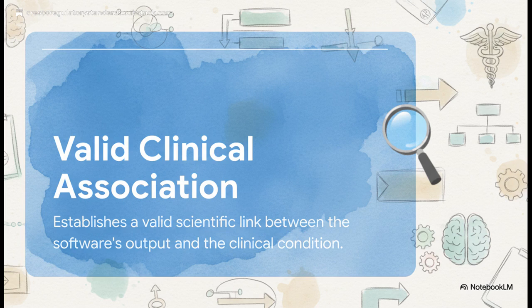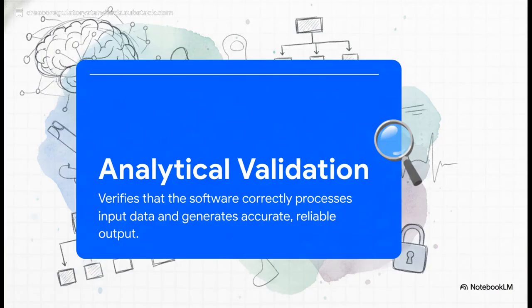So if your app claims it can predict a condition based on, say, sleep patterns, you first have to prove with published, peer-reviewed evidence that there's a real scientific link between those two things. Pillar 2 is analytical validation. Now this is all about your algorithm. Does your software technically do what you claim it does? If you feed it a set of data where you already know the answer, does it spit out the correct output accurately and reliably every single time? This is where you prove that the code itself is solid.